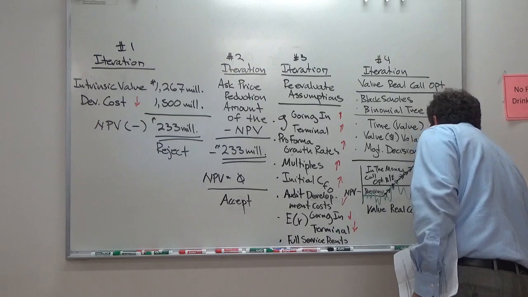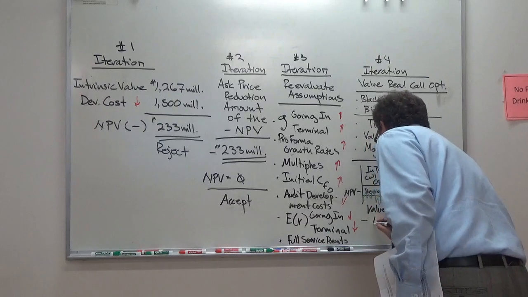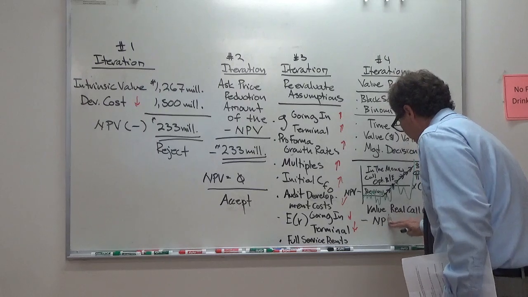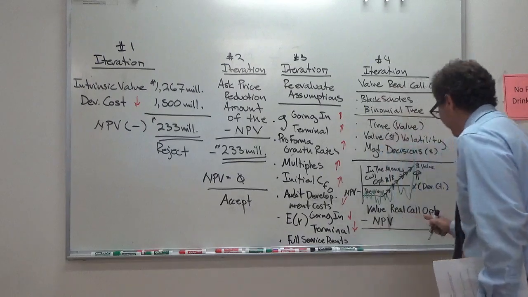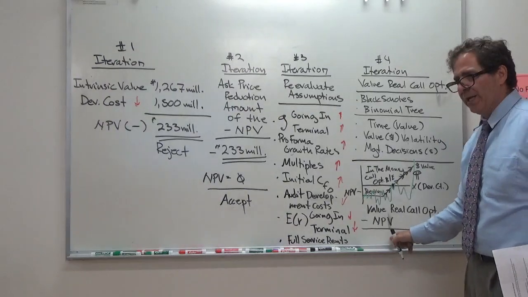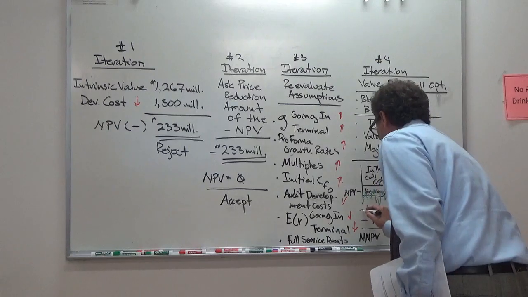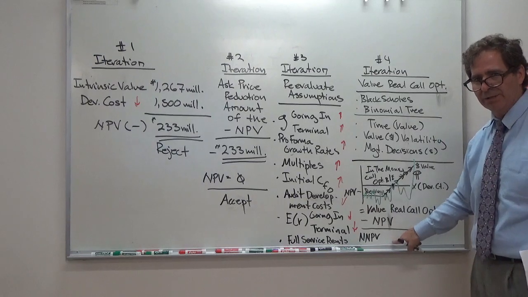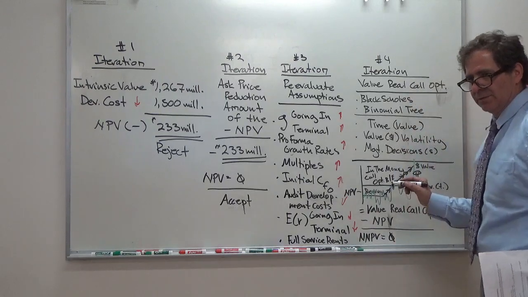230. What does the value need to be? 230 per million. Minus the NPV, right? Minus the NPV. And if the value of the real call option is equal to the negative net present value, what's the value of the net present value? Zero. And would you accept or reject it? Accept it.